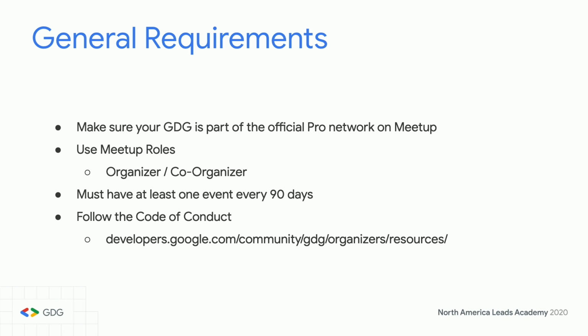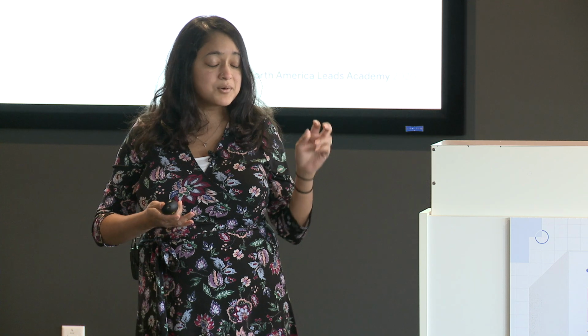Really quickly, general requirements for everyone as a Google Developer Group expert or Google Developer Group lead. Your GDG has to be part of the Pro Network on meetup.com, very simply. Probably all of you were added as an organizer or co-organizer on Meetup. You have to have an event every 90 days. And you'll get those really pesky emails saying, hey, you didn't have an event in the past 90 days. If you want to continue being a Google Developer Group, you just need to have an event every 90 days.